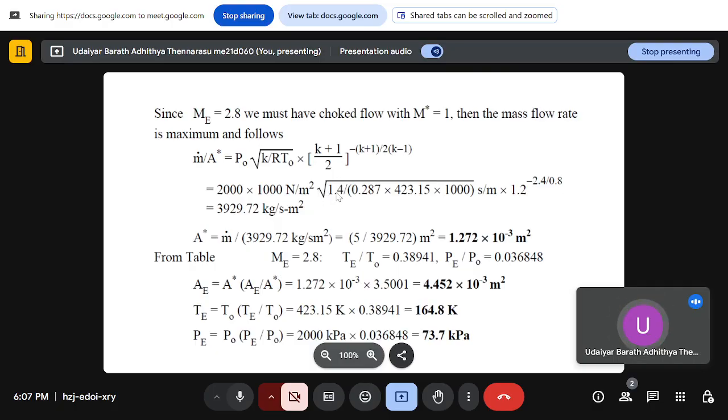into root of 1.4, which is the gamma value, divided by 0.287 into 423.15, times 1000 to convert R into joules, multiplied by 1.2 raised to power minus 2.4 by 0.8. So this gives you the mass flow rate by area is 3929.72.